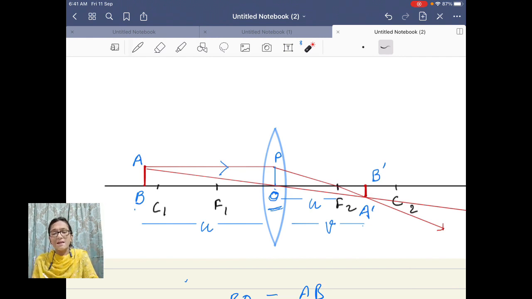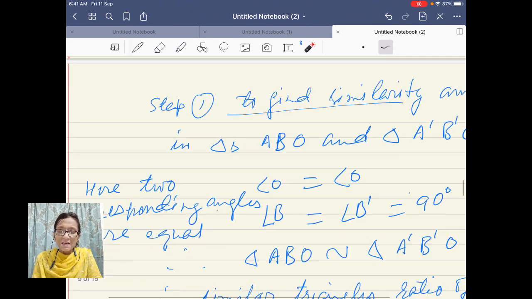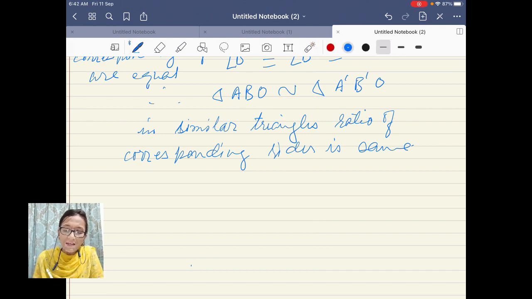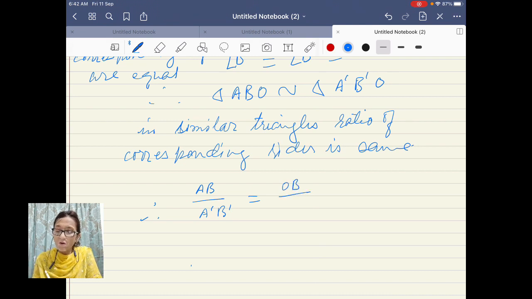And we will not consider the ratio of the hypotenuse, though the ratio of the hypotenuse is also the same, but they are of little use here because it is neither your object distance nor the height of the object. So we will use similarity. Therefore, in the triangles, you can say that AB upon A'B' is equal to the base of triangle ABO, which is OB, upon the base of triangle OA'B', which is OB'. So here you get equation number 1.